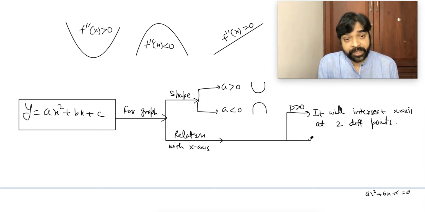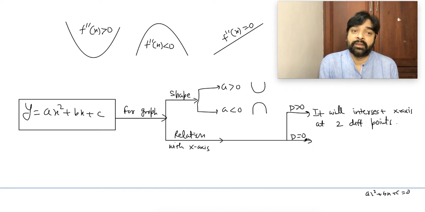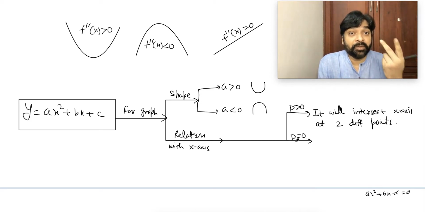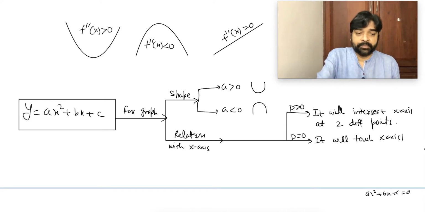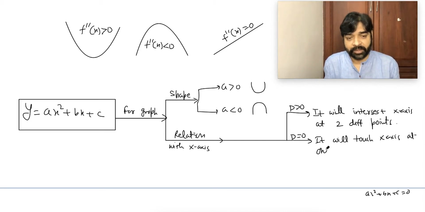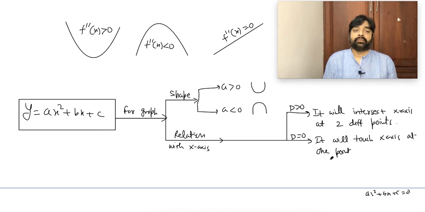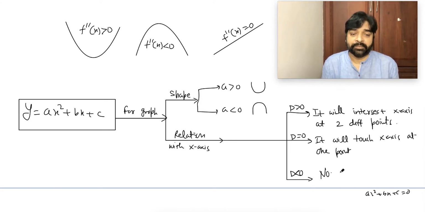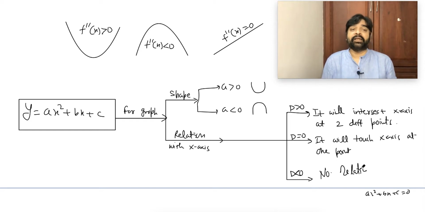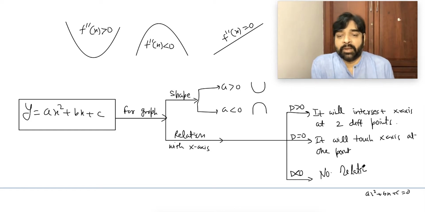Second, if d is equal to 0, what will happen? D equal to 0 means two equal roots. Equal roots means what? Touch. So it will touch the x-axis at one point. And d less than 0, what is the meaning? No relation. That means it neither intersects nor touches. Nothing will happen. I hope it's clear to all of you.